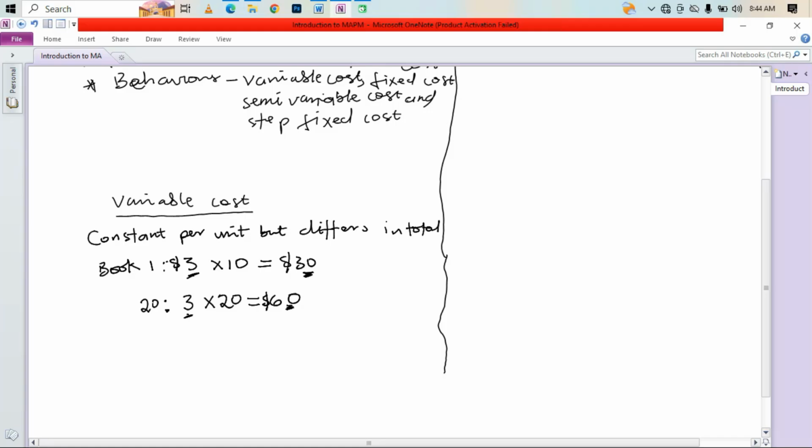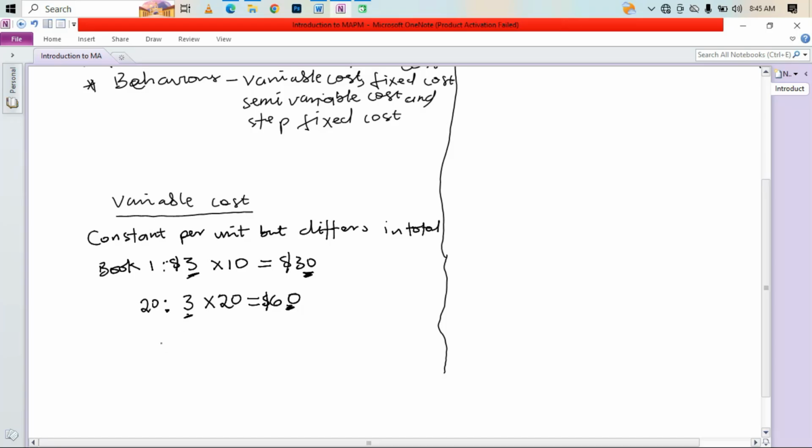So any cost that is constant per unit but varies in total, we say that is a variable cost. From your economics knowledge too, variable cost is also a marginal cost, the additional cost incurred as a result of producing additional units. So that's what I'll say about a variable cost.